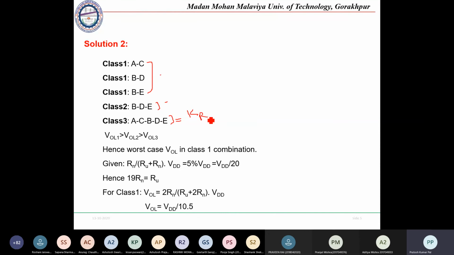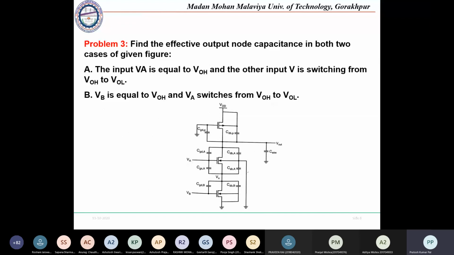So we were calculating the KR value. With respect to the KR value, we will be finding out the VOL value. If the KR value is high, then this value will be low. So to implement the worst case, we will be considering VOL of the first case. Either of these three cases will give the worst case VOL value. From the given questions, we can calculate the VOL value in the same way.